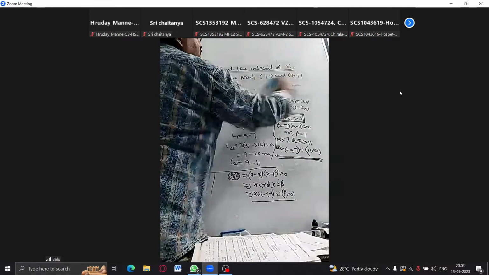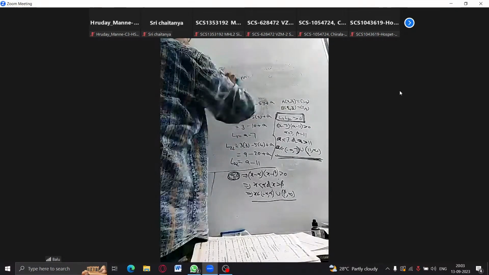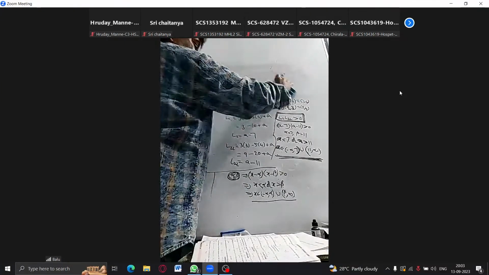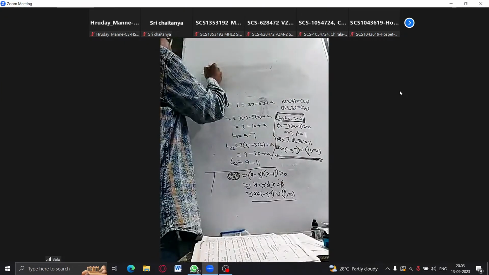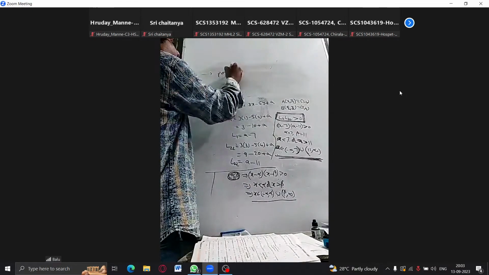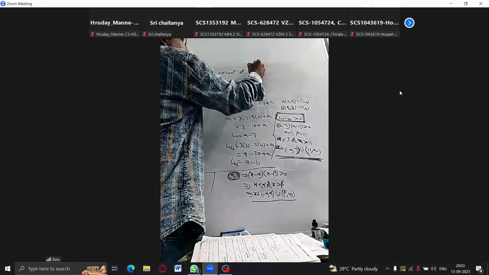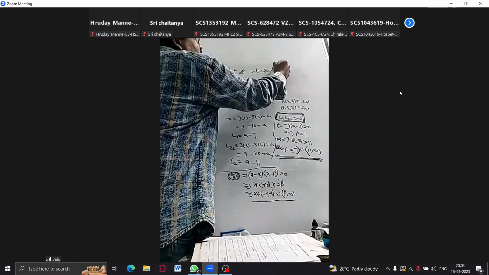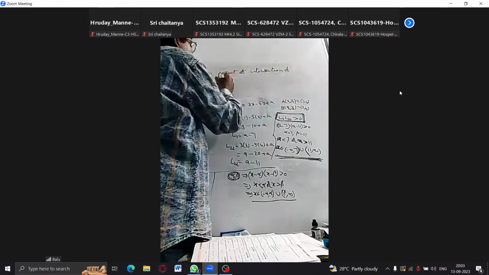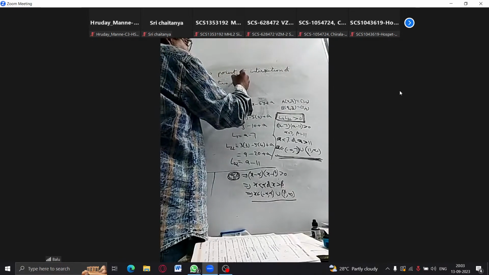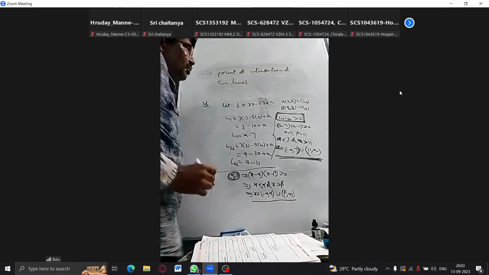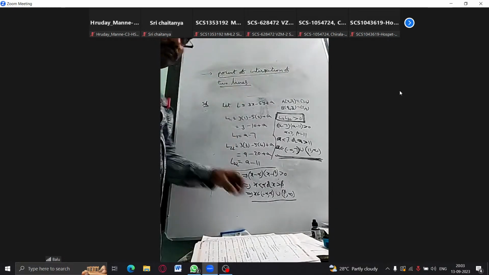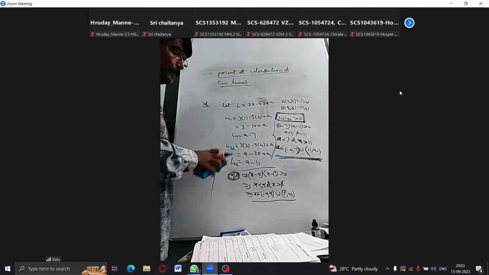Next concept, point of intersection. Point of intersection of two lines. Point of intersection of two lines. Next concept.